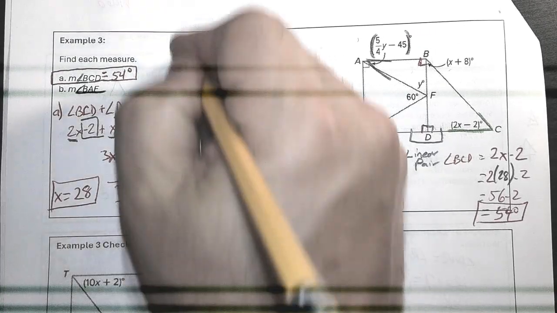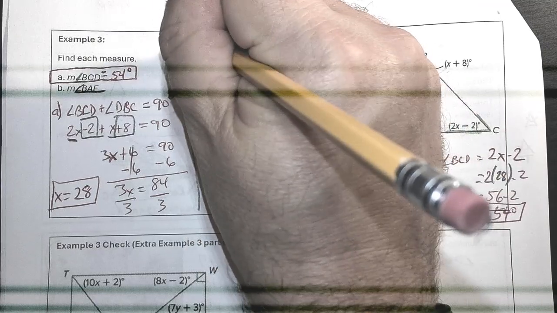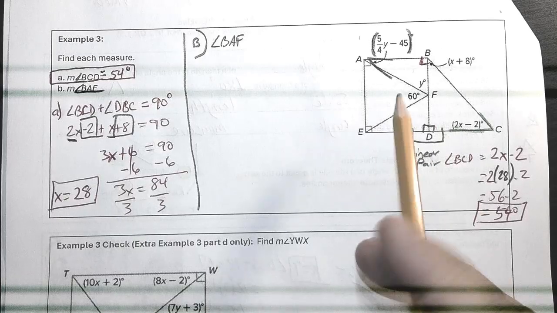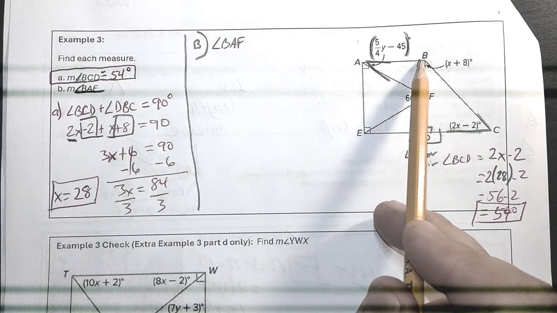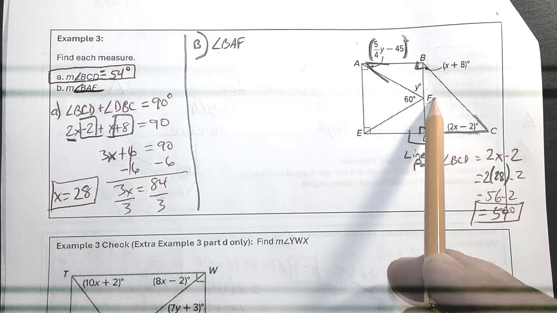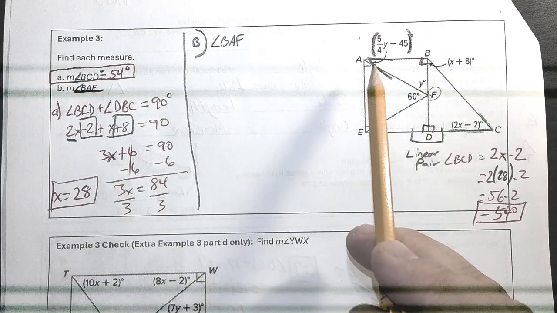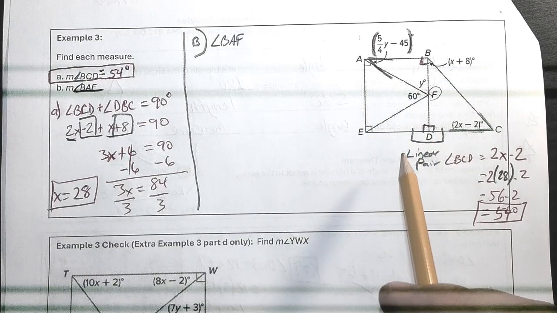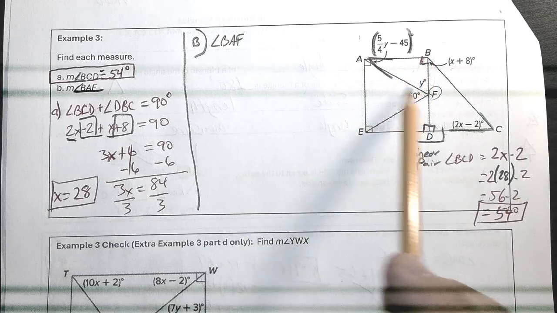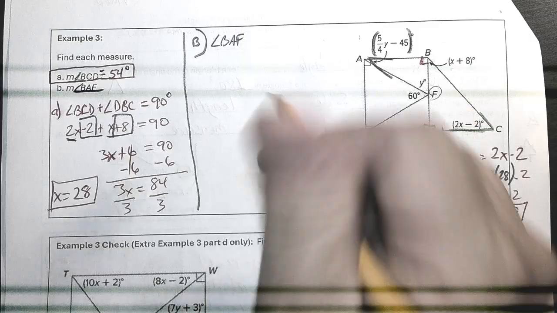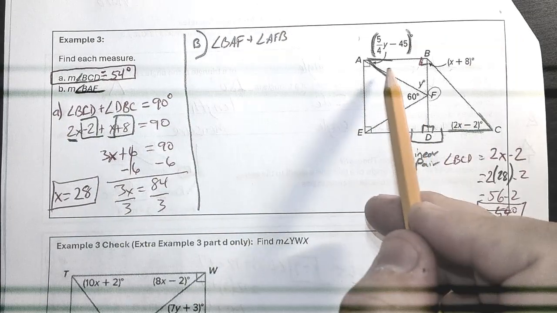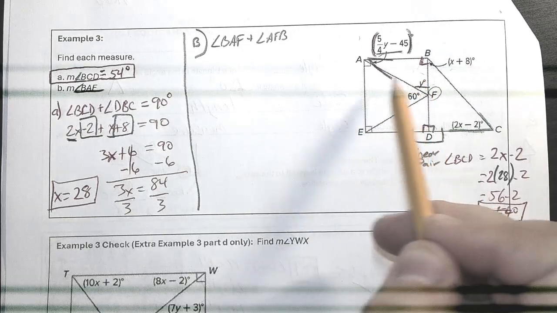So part B, angle BAF. BAF's right here. Notice it's in a right triangle with angle BFA. We're going to go this way, and since we're saying BAF, we're going to say AFB for this guy so we don't get too confused. AFB. This angle plus this angle equal 90.